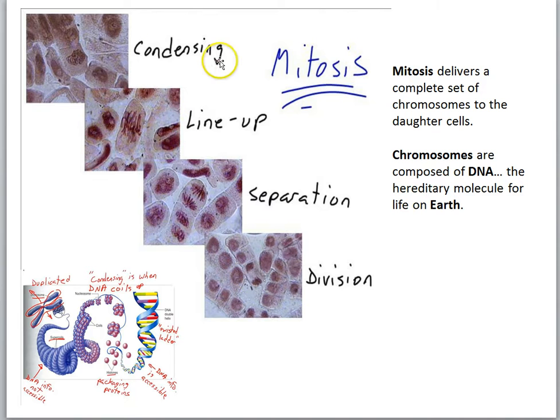So we're going to identify 4 stages of mitosis. Now, these are not the technical names for them, but we're going to name them with these names because they sort of describe what's happening in the stage. So condensing stage will be the first stage of mitosis, where the chromosomes are condensing and becoming visible. Line-up stage is the next, where the duplicated chromosomes are lined up. Separation stage, the duplicated chromosomes are separated, and division stage, the cell will form 2 new cells. Notice each daughter cell then will have a complete set of chromosomes.